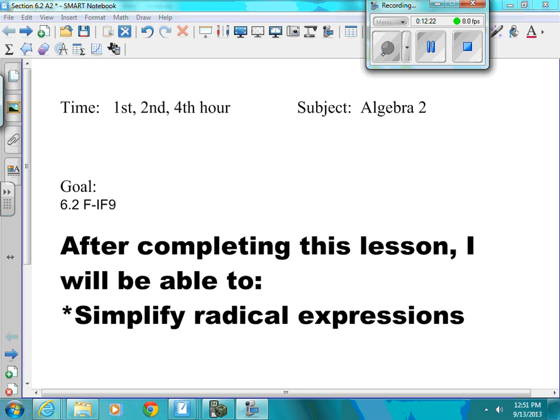So did we hit our target today? And I think we did. I think we're going to be able to simplify radical expressions. Make sure you have all your notes tomorrow in class. We will be going over this together. So make sure you're ready to go. Show your notes, and we'll practice, practice, practice.